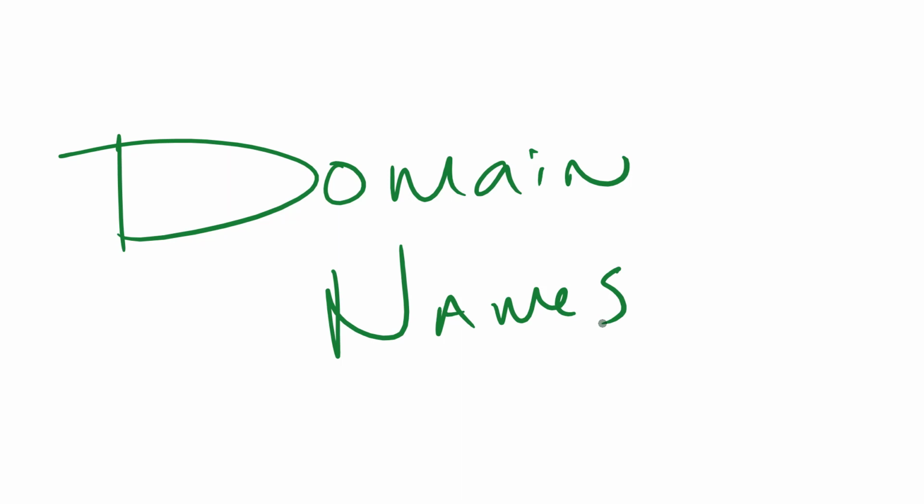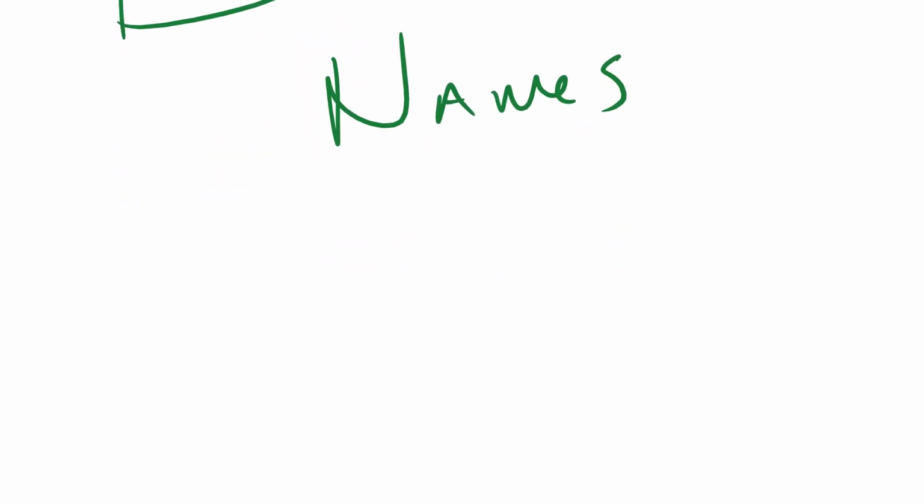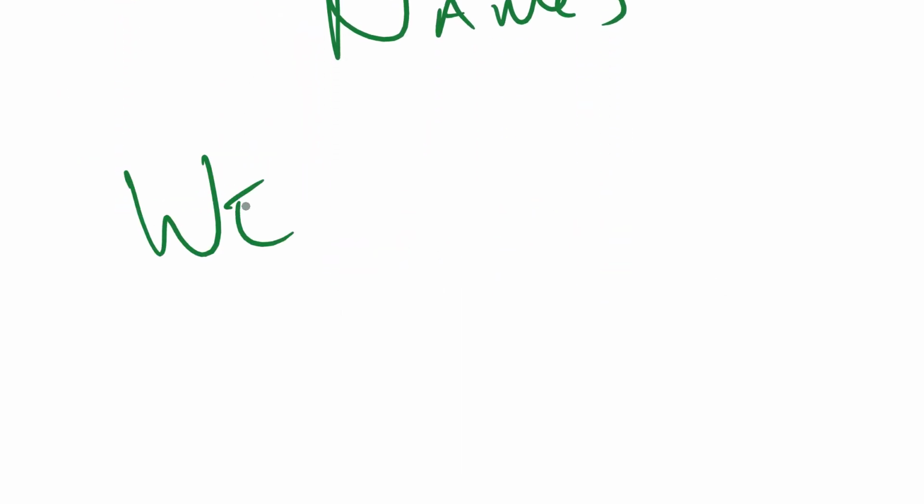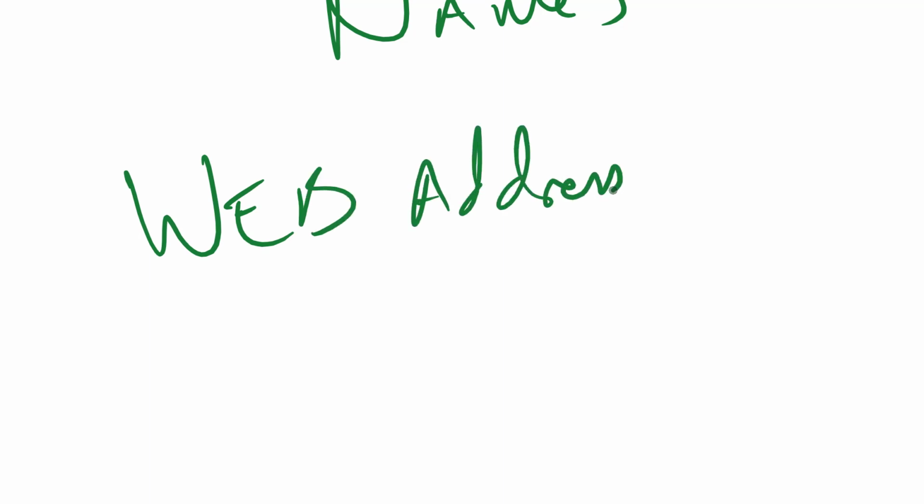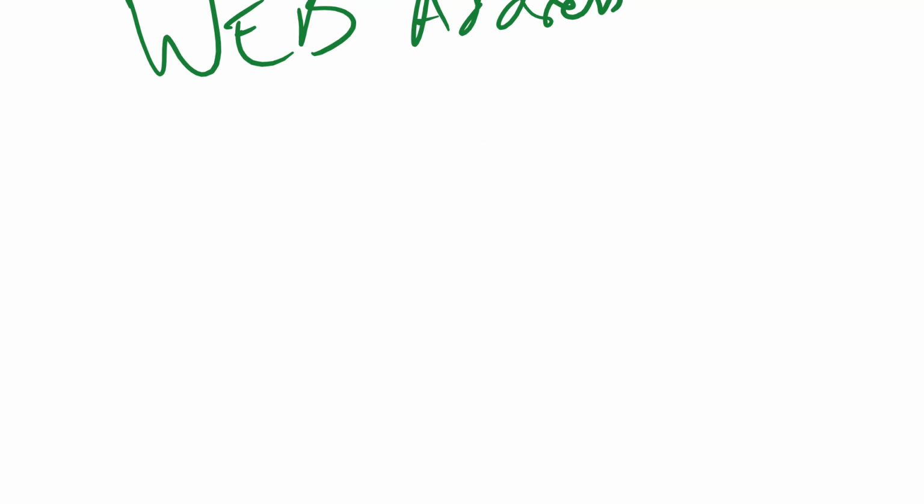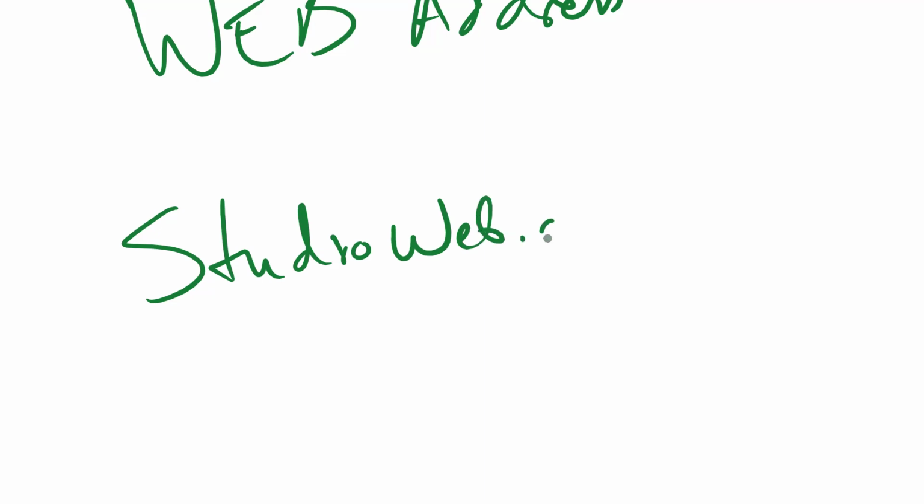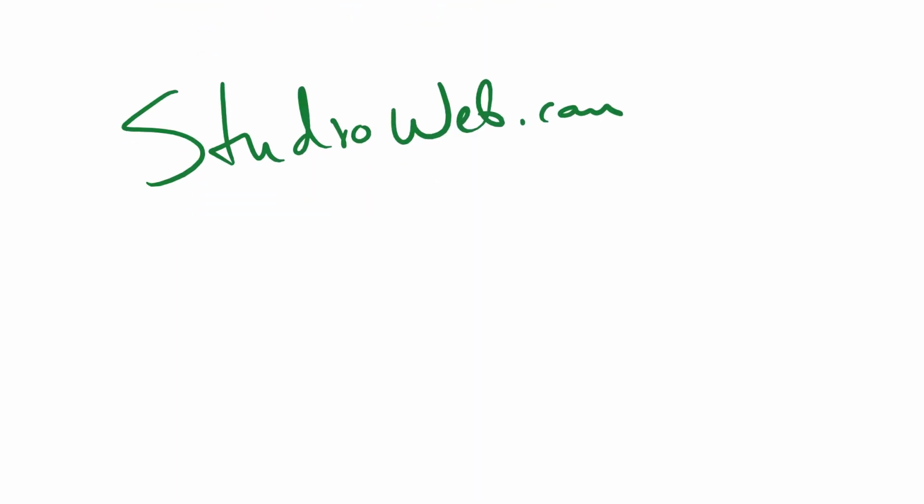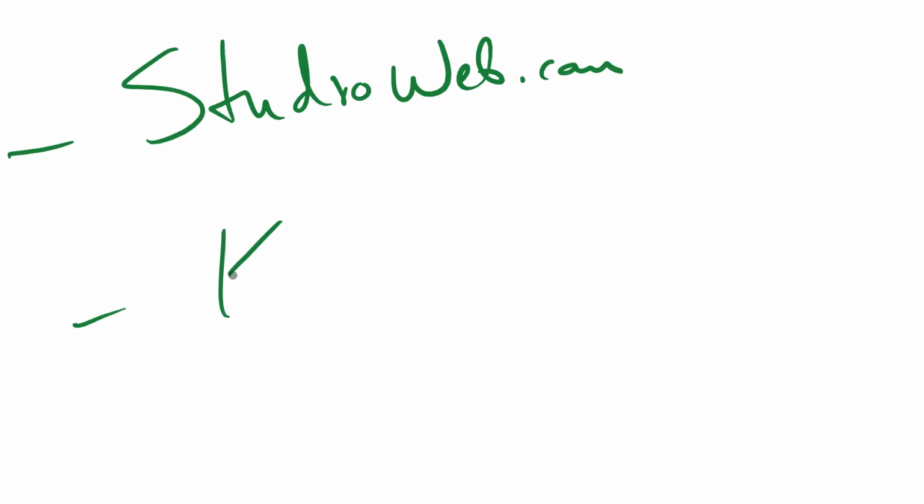So what's a domain name? A domain name is simply a web address, and it's your website address. So for me, I have, for instance, studioweb.com. I have other web addresses. Another big one, my first one in technology education, was killersites.com.